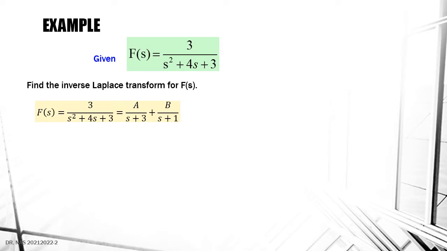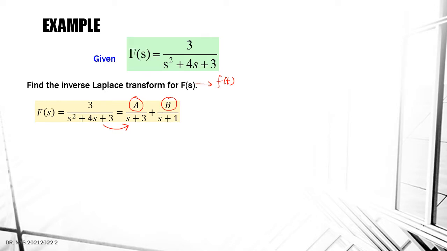Let's look at another example. So given F(s), and you need to find the inverse Laplace transform for F(s), meaning that you need to get the f(t). Okay, so in order to solve this, you need to use the partial fraction expansion, in which this equation is grouped into two components in this case. So you need to find the value of a and b.